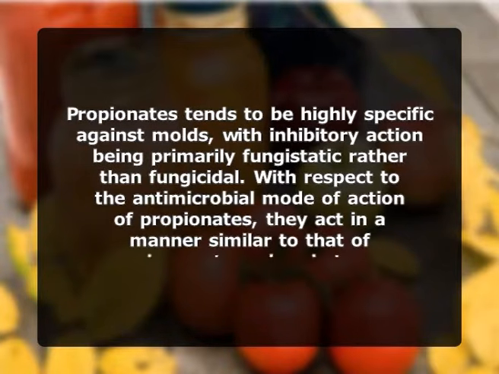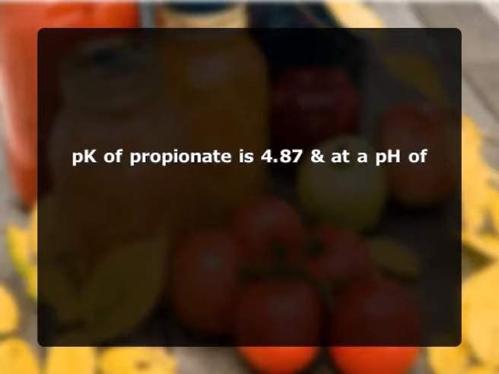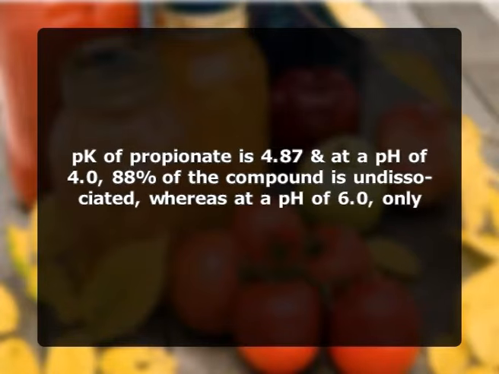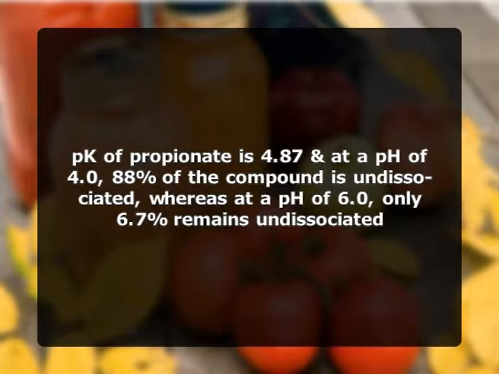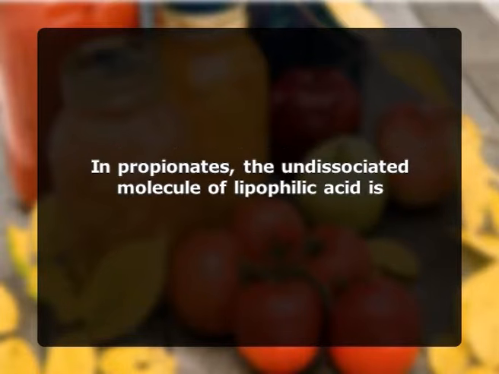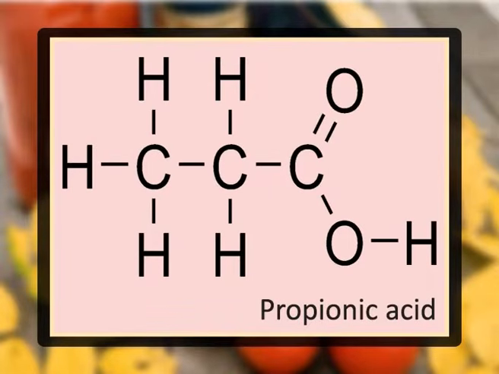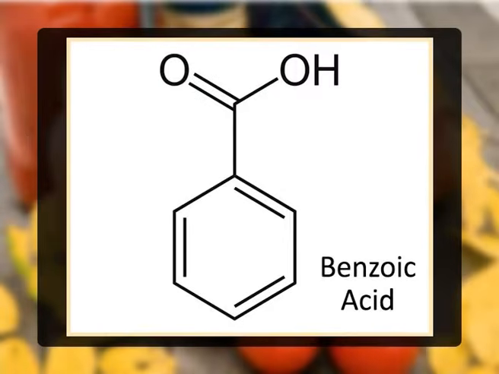With respect to the antimicrobial mode of action of propionates, they act in a manner similar to that of benzoate and sorbate. The pK of propionate is 4.87, and at a pH of 4, 88% of the compound is undissociated, whereas at a pH of 6, only 6.7% remains undissociated. The undissociated molecule of this lipophilic acid is necessary for its antimicrobial action. The mode of action of propionic acid is similar to that of benzoic acid.